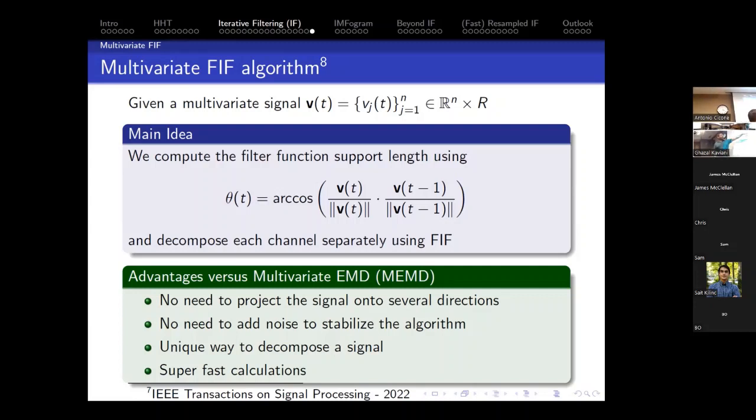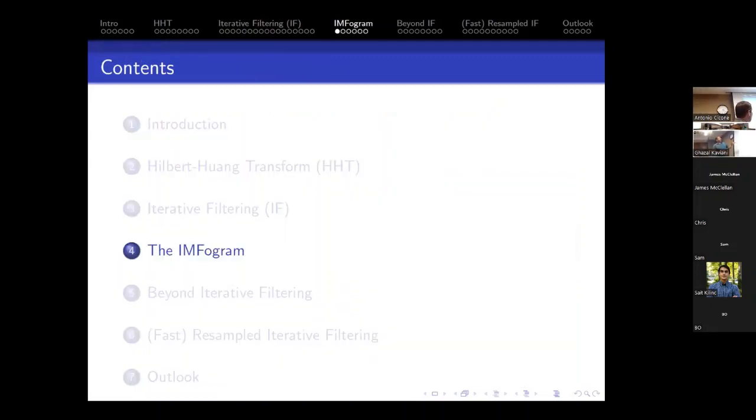We do it directly, working in the n-dimensional space, where n is the number of channels. And we look at this n-dimensional signal as a single signal that is rotating and changing over time. And we look at the oscillation of that object, and we use it as a reference to fix the dimension of the filter. And this works magically well. Okay, so what is next?